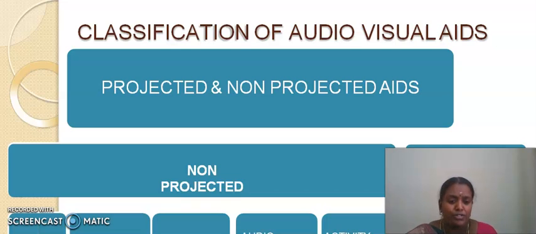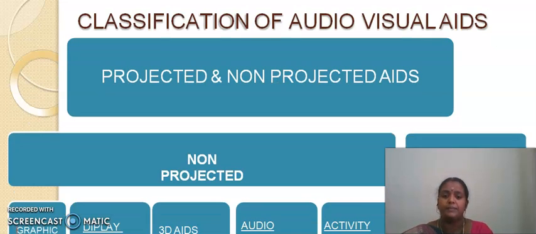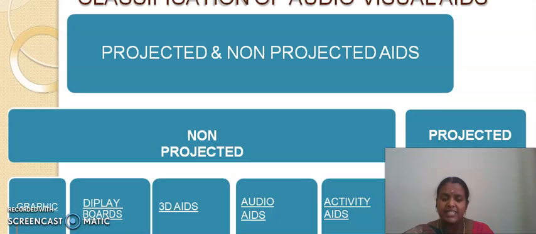A teaching aid should be apt to the students' maturity level. For the lower class, a set of aids should be used, and for the higher class students, another set of teaching aids should be used. Here I have told you that we have two different classifications: projected and non-projected aids. Projected aids can be used only for the higher class students, and the non-projected aids should be used only for the lower class students. So based on the cognitive level of the students, this usage of aids will be classified.